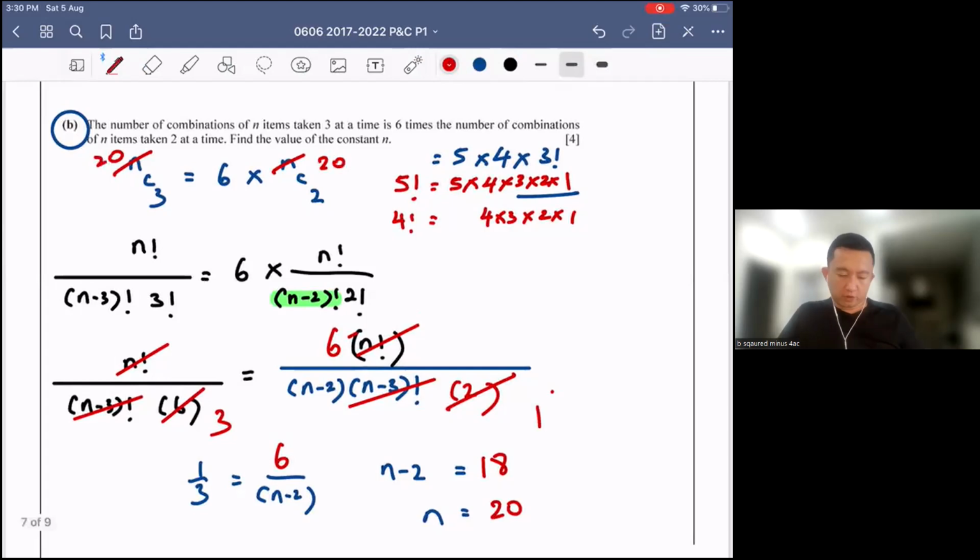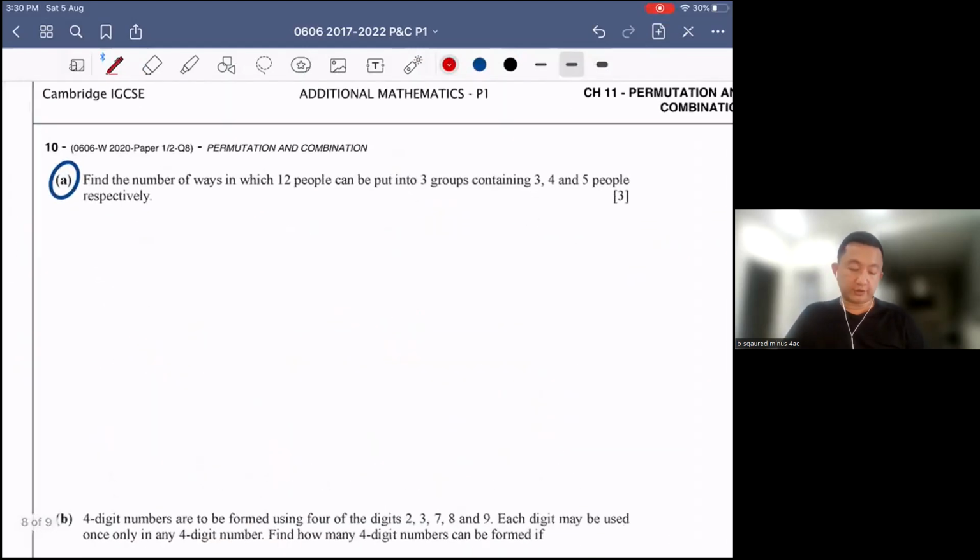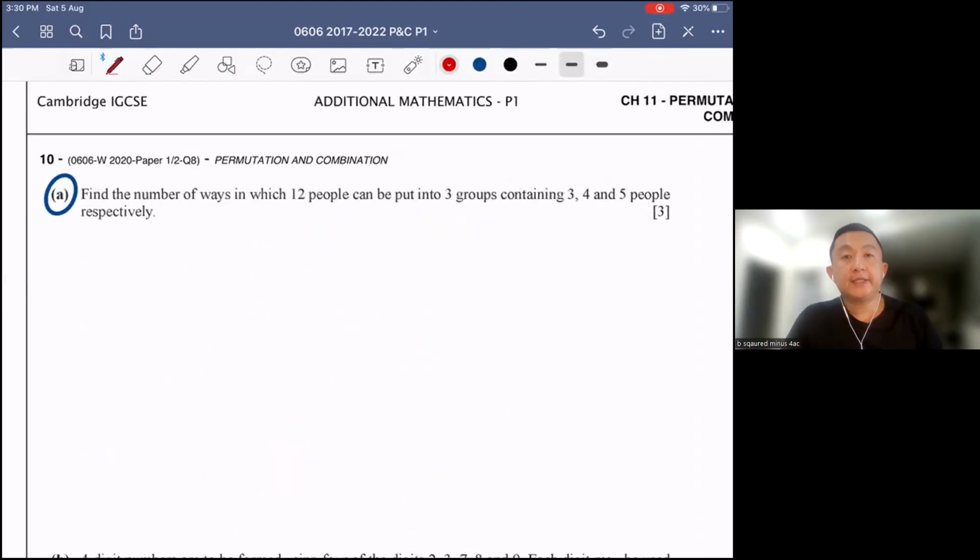Okay, right? So we go on to the last type of questions. Find the number of ways that 12 people can be put in 3 groups of 3, 4, 5. Is it nPr or nCr? nCr, right? Just putting groups, no order. So 12 people, 3 groups. So you can start with 12 people. Do you want to break into the group with 3 people, 4 people, or 5 people first? Up to you. If you start with 3 people, that will be 12C3. Am I right? Select 3 people in a group.